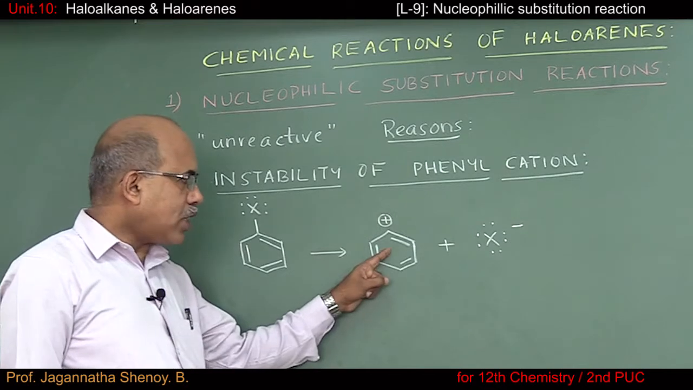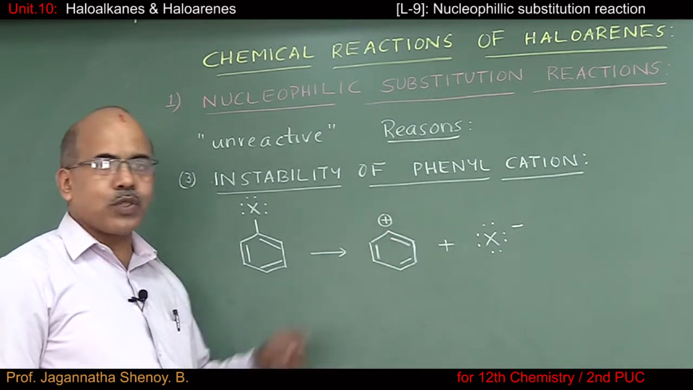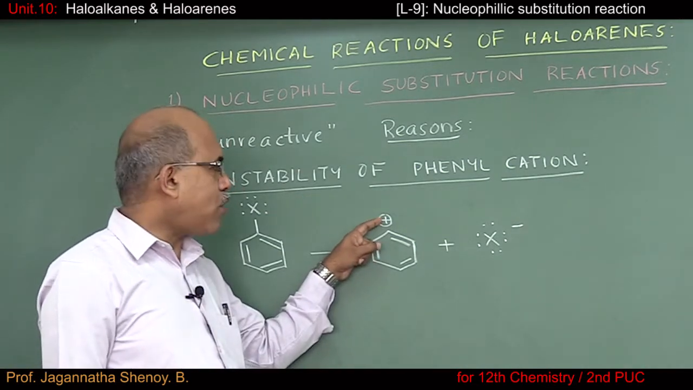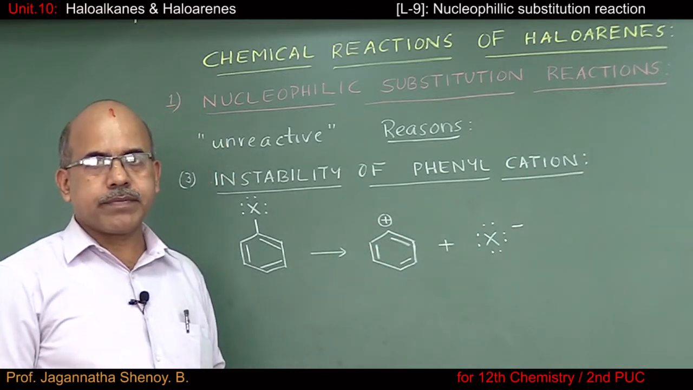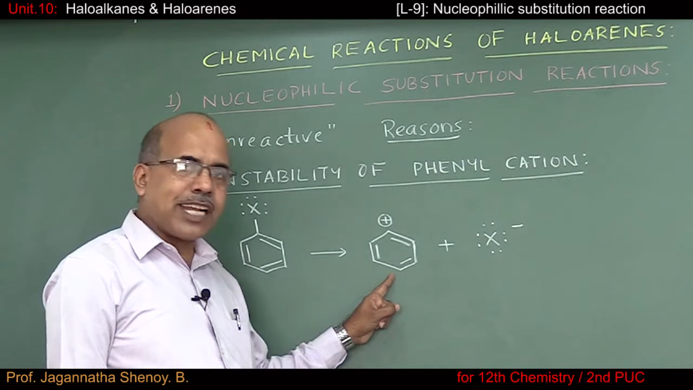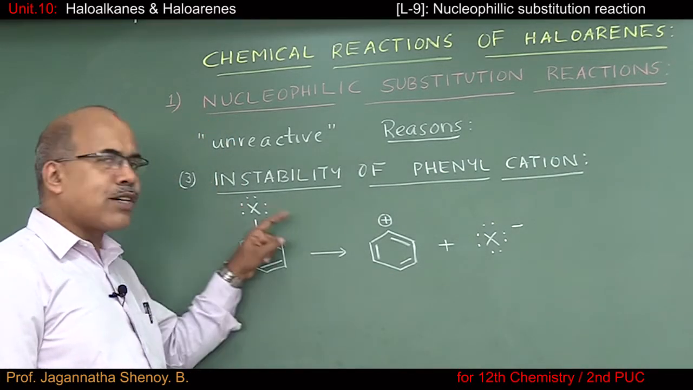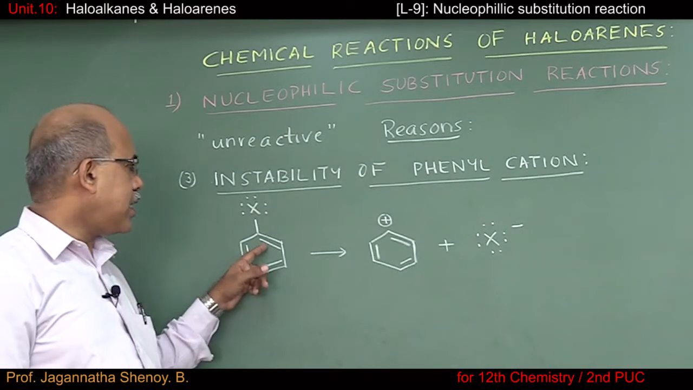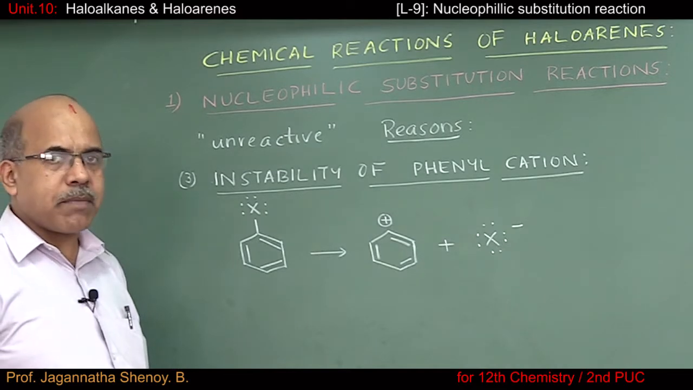But when you look at the structure of haloarene, you can make out that you cannot have conjugation over here. It is because the positive charge is already present on a carbon atom involved in the double bond. So resonance is not possible. That's why phenyl cation is unstable. Hence, haloarenes undergoing ionization is not favored. It's for this reason haloarenes cannot undergo even SN1 mechanism.